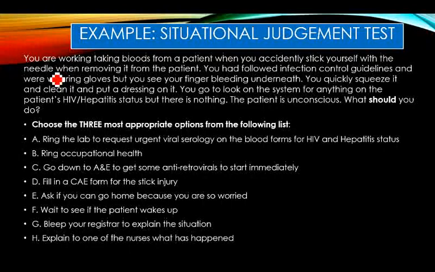You're taking bloods from a patient, you stick yourself with a needle. You had followed infection control guidelines and were wearing gloves, but you can see your finger bleeding underneath. You quickly squeeze it and clean it and put the dressing on it. You go to look on the system for anything on the patient's HIV and Hep status, but there's nothing. The patient is unconscious. What should you do? And then you're given a whole bunch of options for what you would do. Now, class, take a second, think about which 3 options you would choose.